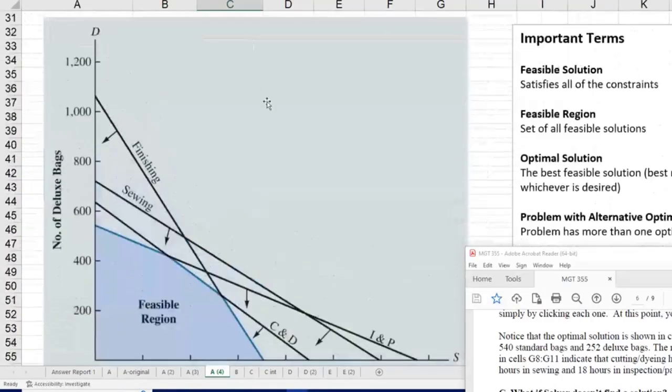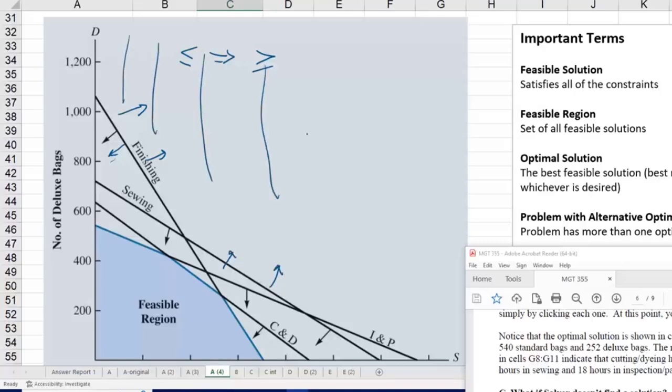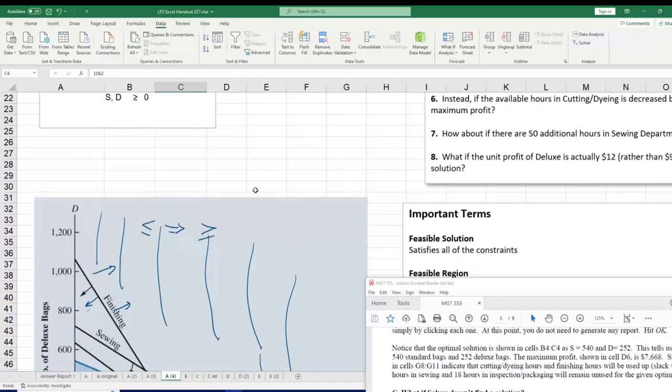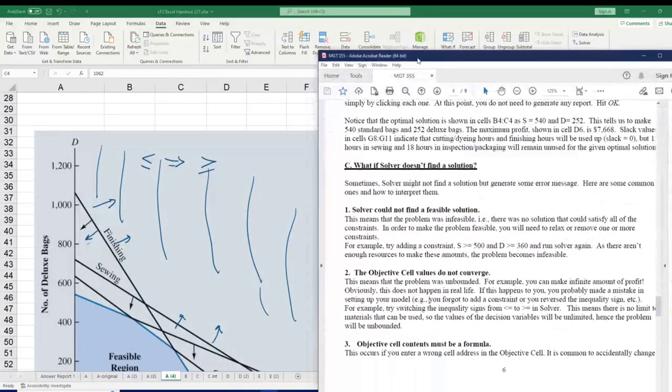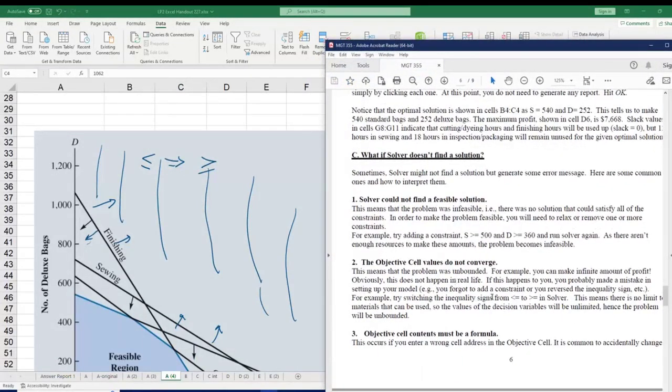So what's going on here is, in that case, if I change this from less than or equal to, to greater than or equal to, then now the arrows are going the other way. They're going this way. So all these arrows are going this way. So what we have is now the feasible region is all this. It kind of starts over here and it just goes on forever. So that's why it's saying it's not converging. There's no point where you could settle down, but it just keeps going and going and going. Okay, so that's what it means when this says objective cell values do not converge.